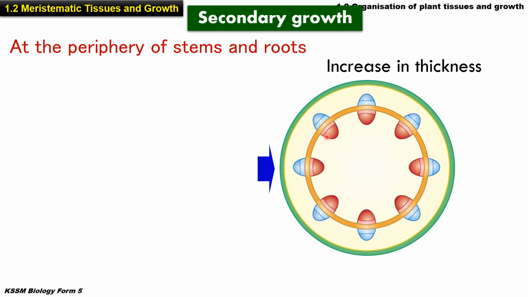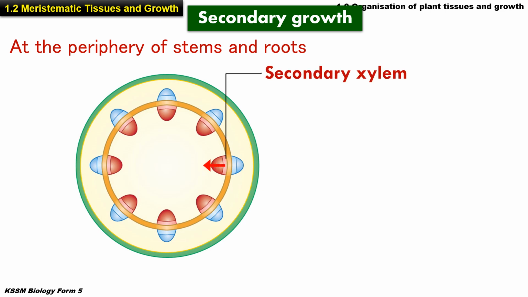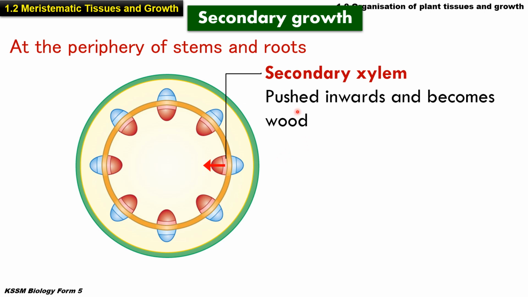Dia akan, nampak tak? Ada light color for the blue, light color for the red. Because of this, the thickness will increase. The thickness of the stem will increase. Okay. So, it start to develop secondary xylem yang warna light red. Okay, which is it will push inwards and become wood.